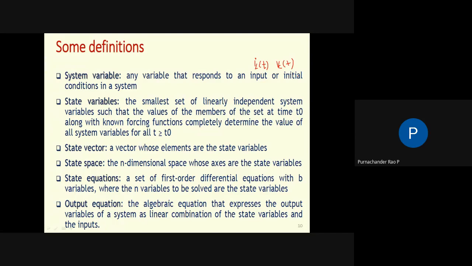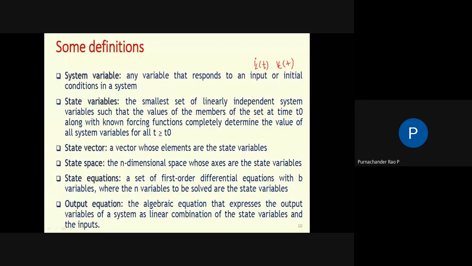Then what is a state vector? A vector whose elements are the state variables. That means when you want to represent in a vector formation, the elements of this vector should be all the state variables. The state space is an n-dimensional space where all the axes are the state variables. And also the state equations are the first order differential equations with n variables, where the n variables to be solved are the state variables.